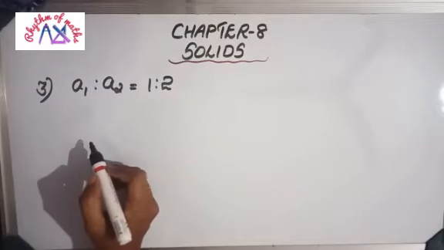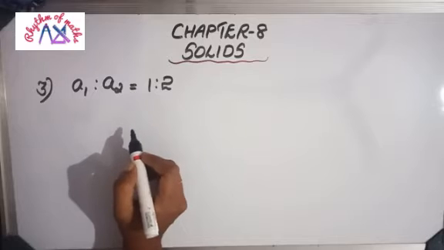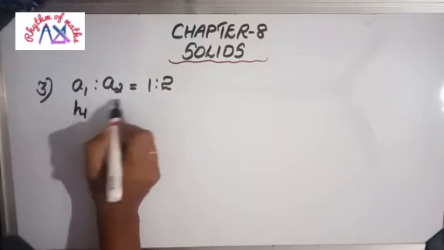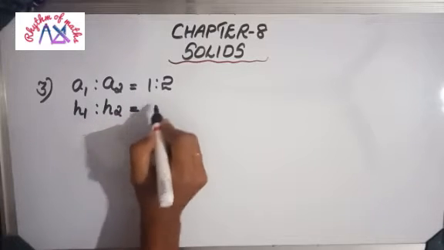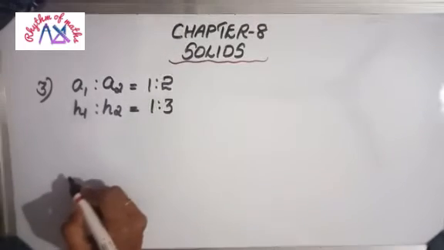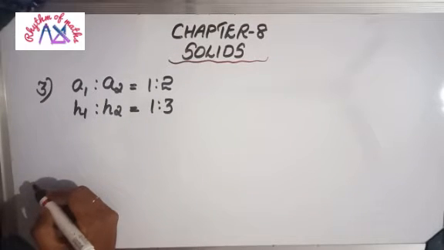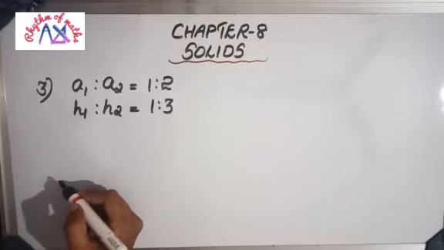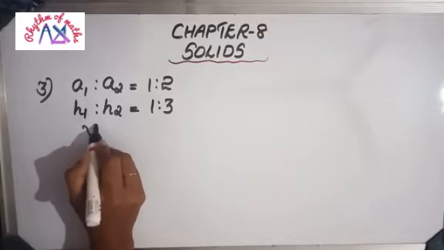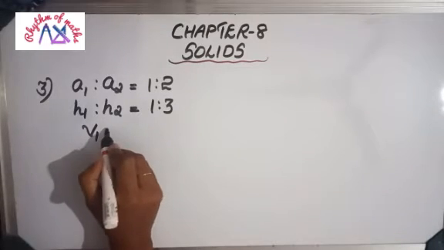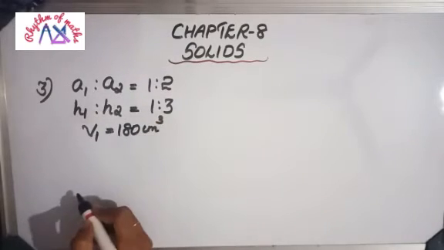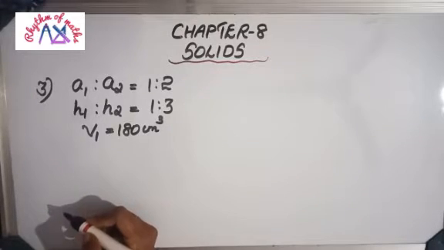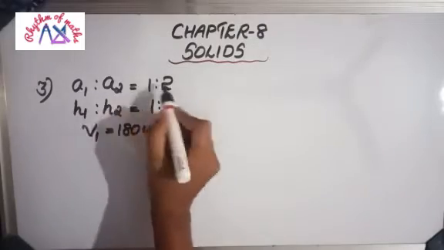Next it is given that the heights are in the ratio, H1 to H2, given as 1:3. These are the first two statements. Then it is given that the volume of the first pyramid is 180 centimeter cube, so V1 equal to 180 centimeter cube. These are the given things. We have to find the volume of the second square pyramid, V2. For that, the ratio is given.